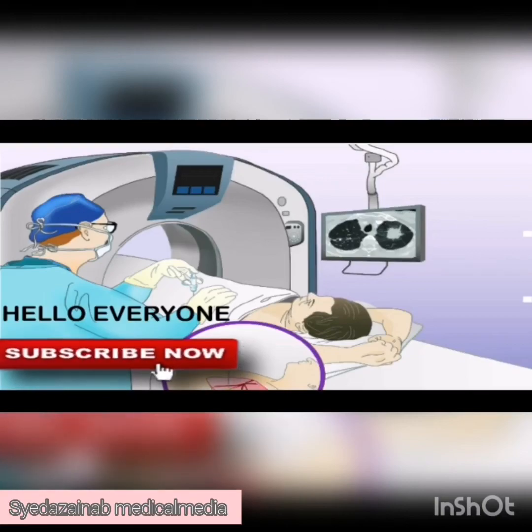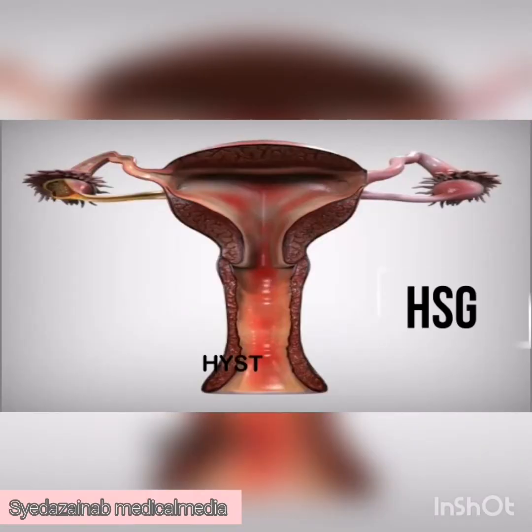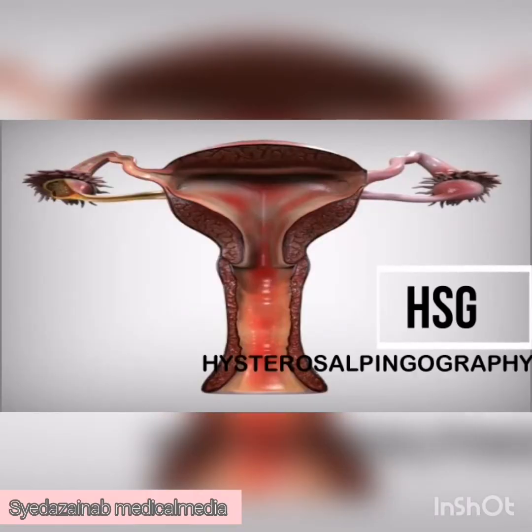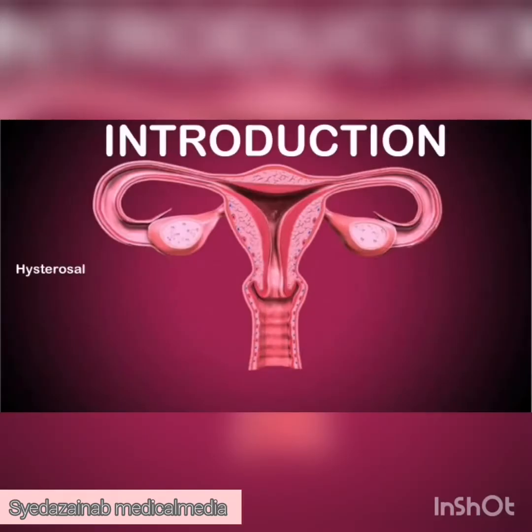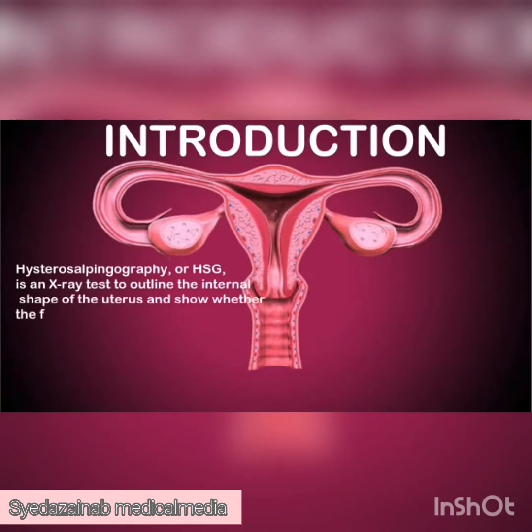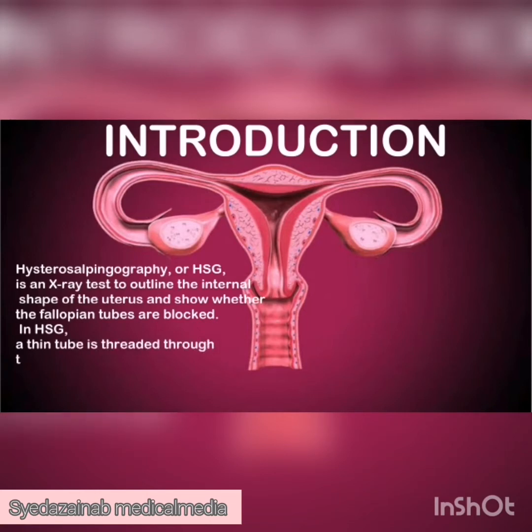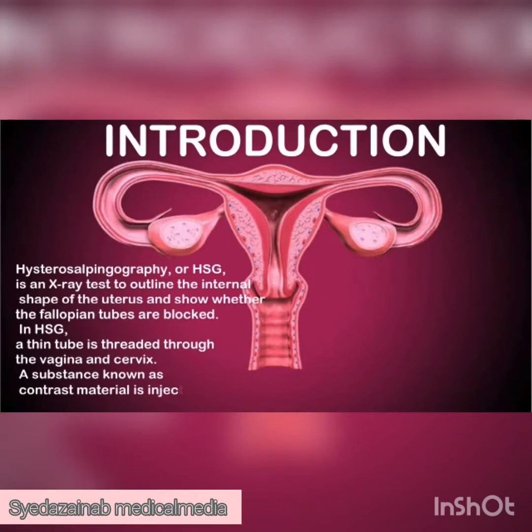Welcome back. Today's topic is HSG, Hysterosalpingography. Hysterosalpingography, or HSG, is an X-ray test to outline the internal shape of the uterus and show whether the fallopian tubes are blocked. In HSG, a thin tube is threaded through the vagina and cervix. A substance known as contrast material is injected into the uterus.